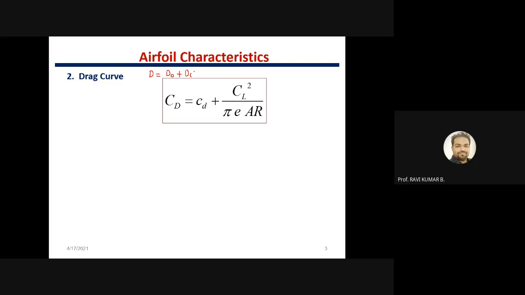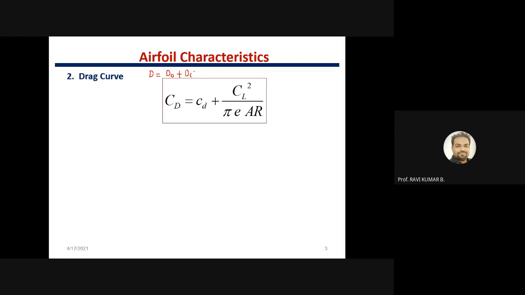Where D naught is basically the profile drag, and profile drag is basically due to the shape of the object. And due to the shape of the object, what force will dominate? Only the viscosity, right? So boundary layer formation will take place, and within the boundary layer viscous effects will be more, and how much drag is coming due to viscosity will be accounted over here. Also, pressure drag will come here, front face and back face. What is the pressure difference, that will also come in the first term. So it is a combination of pressure drag plus skin friction drag, that is called profile drag, and this is due to the separated flow at the trailing edge, that is called induced drag.